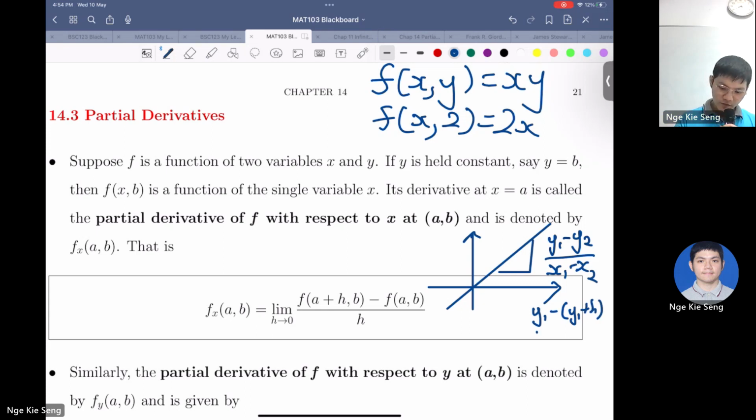And then x1 minus x2 is just a distance. So let me see. Can I write something better? So let me write better and then we'll finish here. So let me move this.